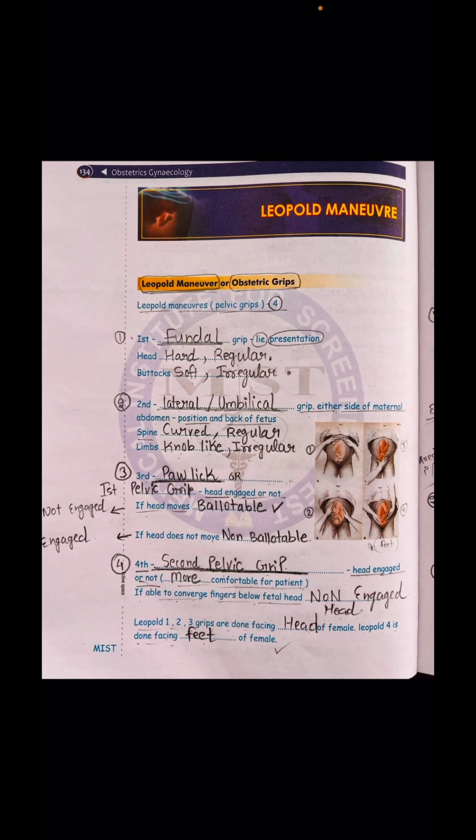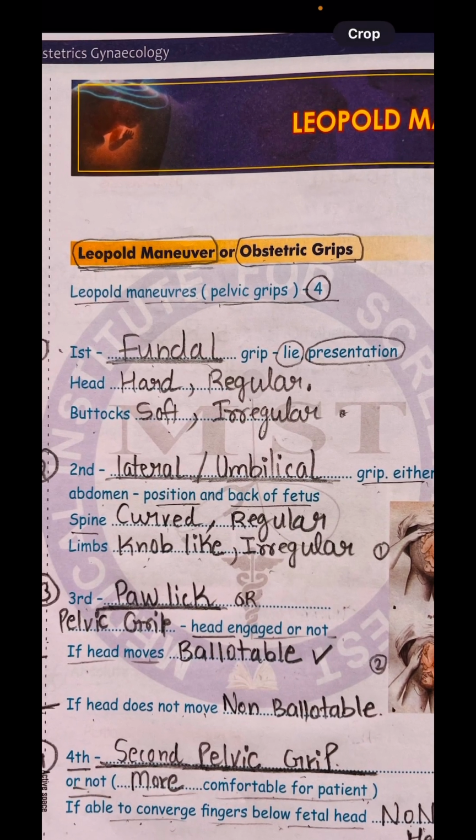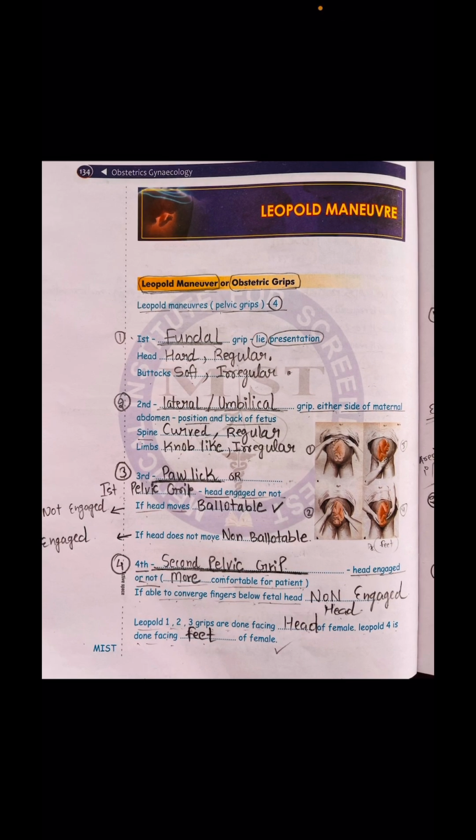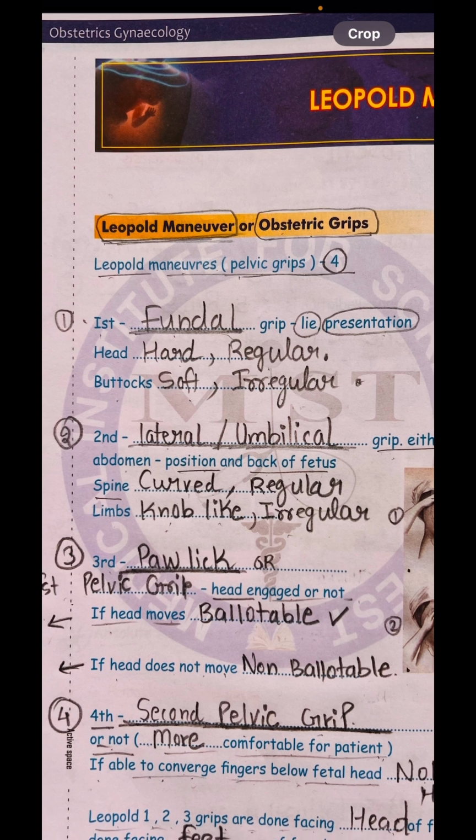Let's see about the Leopold maneuver. We have four pelvic grips to check the fetal lie, presentation, and whether the head is engaged for the delivery or not. So let's see about the first one.